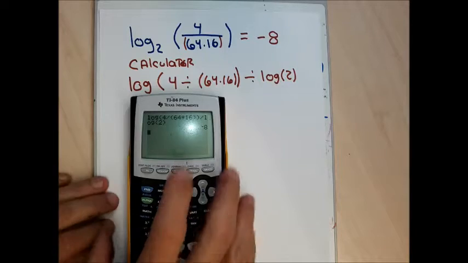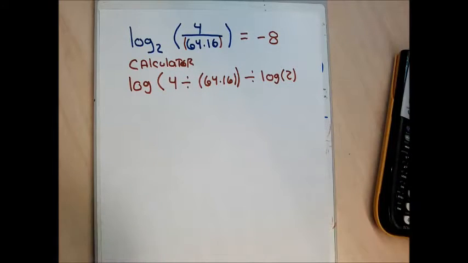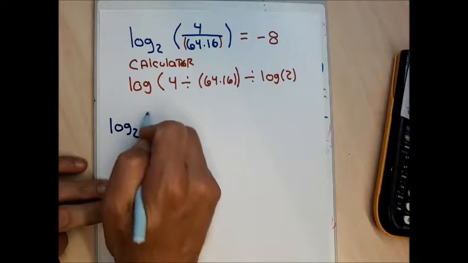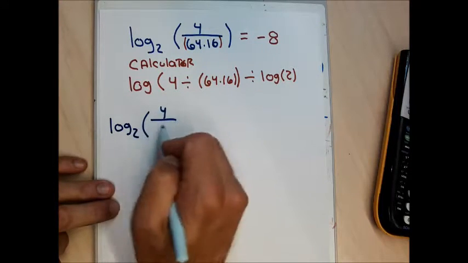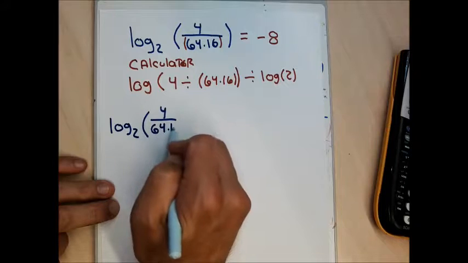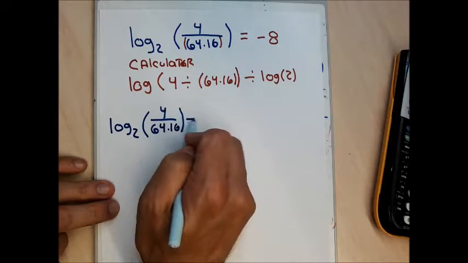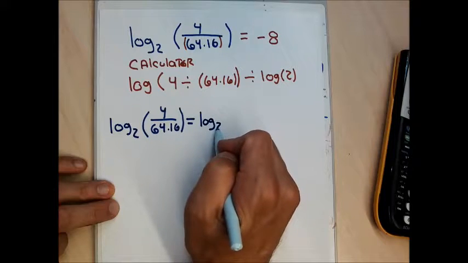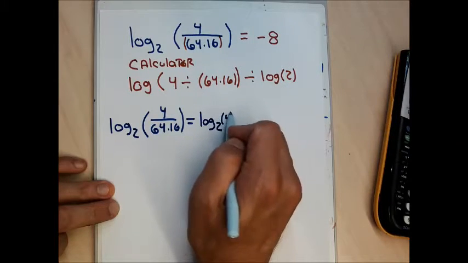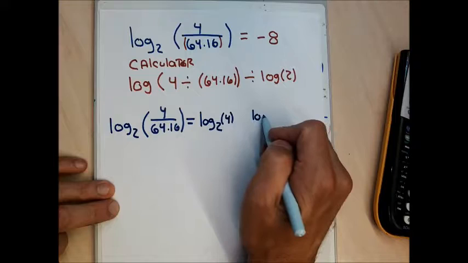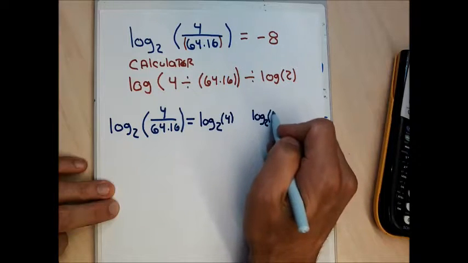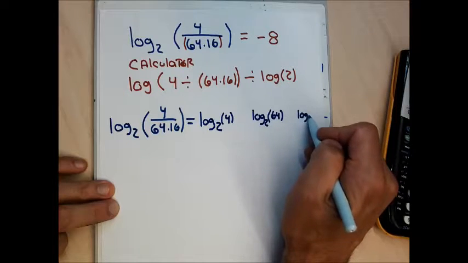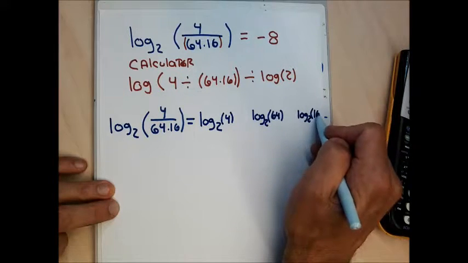So now I'm going to expand this into 3 logs. And how would I expand the log base 2 of 4 over 64 times 16 from 1 logarithm into 3 logarithms? Super easy. I make 1 logarithm for each of the numbers. So I make a log base 2 of 4, a log base 2 of 64, and a log base 2 of 16, because those are the three numbers that are either being multiplied or divided.